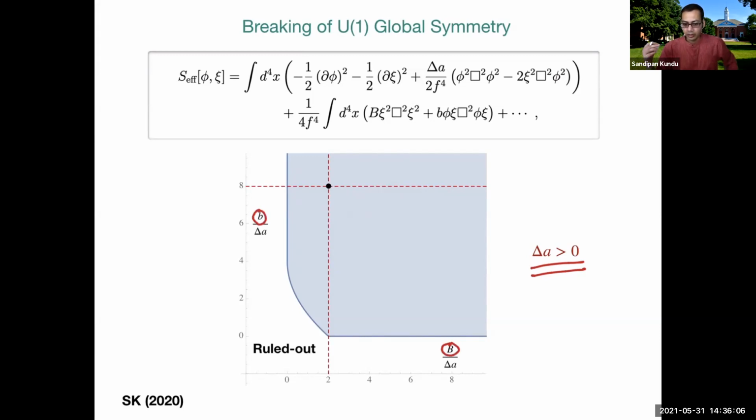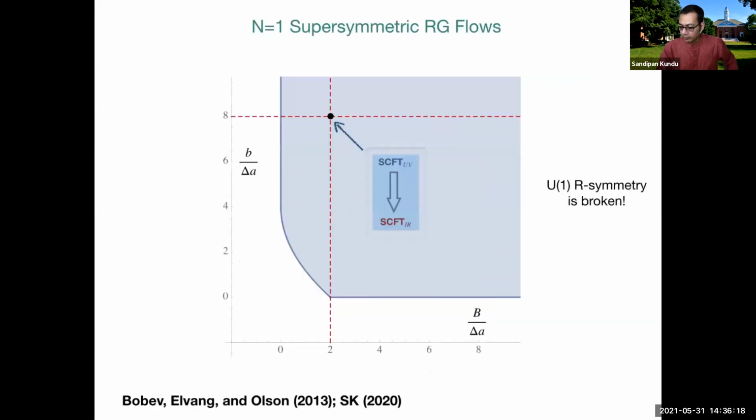And so in RG flows with U(1) symmetry breaking in the UV, the effective field theory must lie inside this blue region. And there are many examples that you can check. For example, this happens naturally for N equals 1 supersymmetric RG flows, where the effective field theory was actually computed by Bobev, Elvang, and Olson in 2013. That basically corresponds to this black point, which is well within this allowed region.